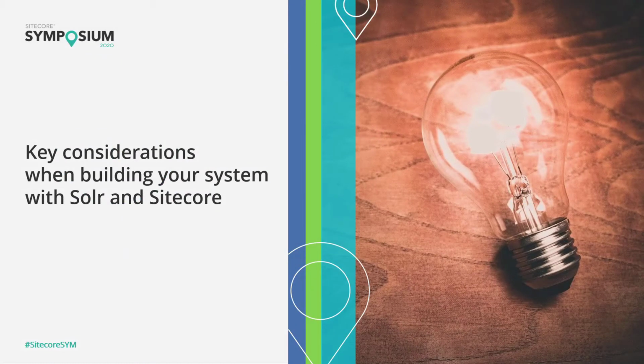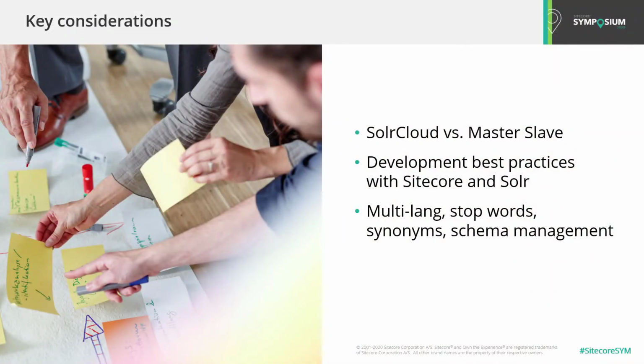Okay, so before we proceed to set up Sitecore with Solr for production, we need to consider a few points when we are building our system, because it is always important to develop a good system, and most performance things depend on the way we are building the system. So in the key considerations, we are going to talk about SolrCloud versus master-slave configuration, then best practices during development, and things like multilingual, stop words, synonyms, and schema management.